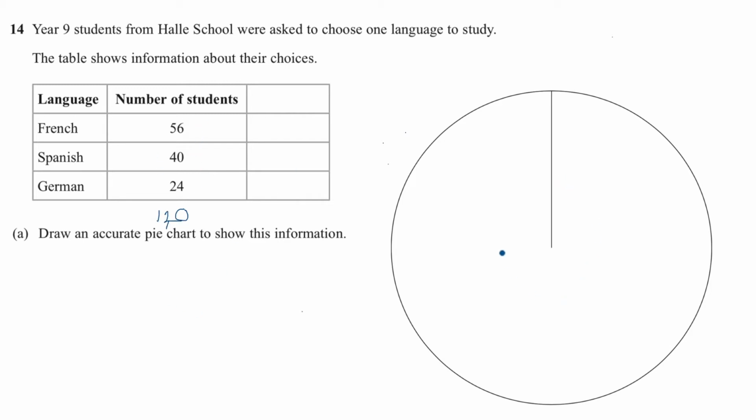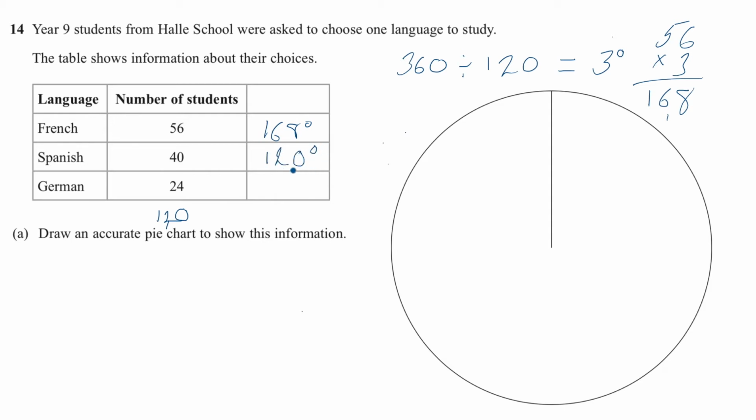Now, all the way around there is, of course, 360 degrees. So if we've got 120, 360 divided by 120 is, of course, 3. 3 twelves are 36, so 3 lots of 120 must be 360. So 360 divided by 120 is 3. Now that is the value of each student, 3 degrees. 56 students studying French. So what we need to do is 56 times 3. 3 sixes are 18, 5 threes are 15, add 1 makes 16, so that's 168 degrees needed to represent the students studying French. 40 times 3, you probably know, is 120, 4 threes are 12, so 40 times 3 is 120 degrees, so we need 120 degrees for Spanish.